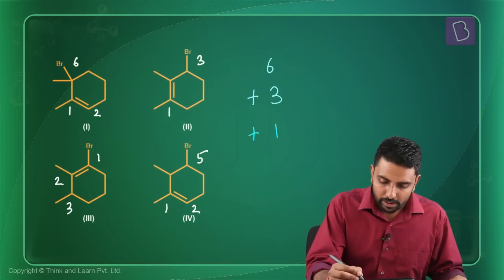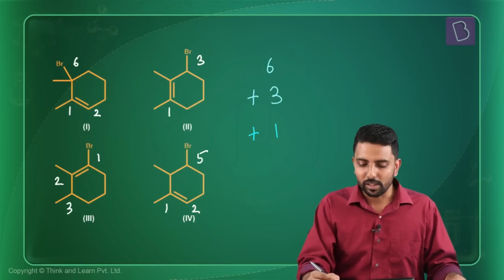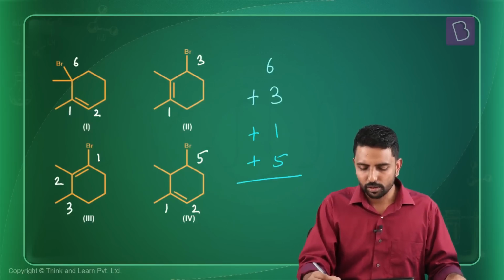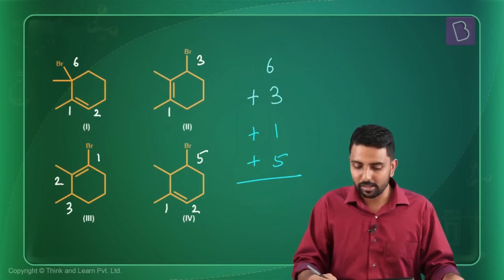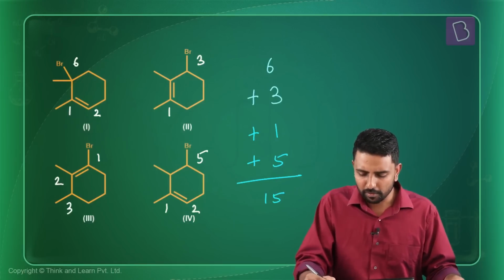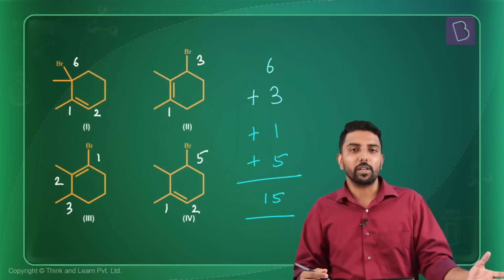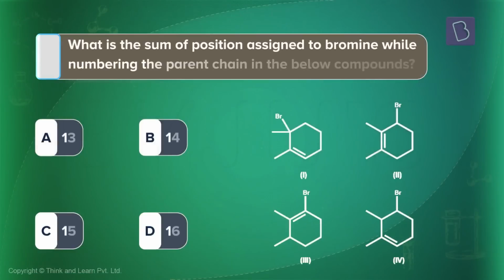So in all, what is the sum of all these numbers? It is going to be 6 plus 3, 9, 10, and it is going to be 15. So 15 is the number that we're looking for. And that concludes this wonderful problem. And that concludes this session as well.